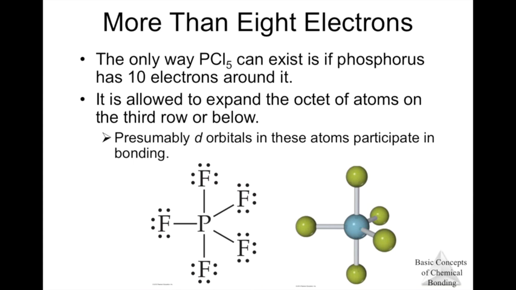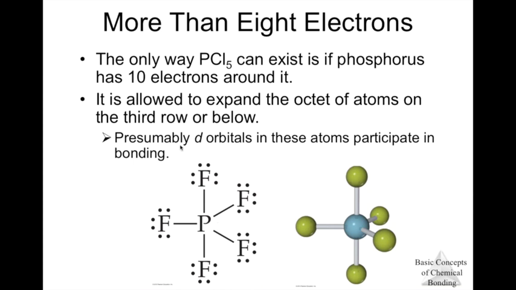And then some things can get more than 8 electrons. So you say, all right, we've got this molecule PCl5, right? The only way that's possibly going to work is if phosphorus has 10 electrons around it. There's no two ways about it. So how does that work? Well, generally speaking, if it's in the third row or below, you're allowed to expand the octet. So presumably you've got some d orbitals that can participate in the bonding. So phosphorus would look something more like this. It's got 10 electrons here, and everybody's happy with their octet filled plus phosphorus with some extras.